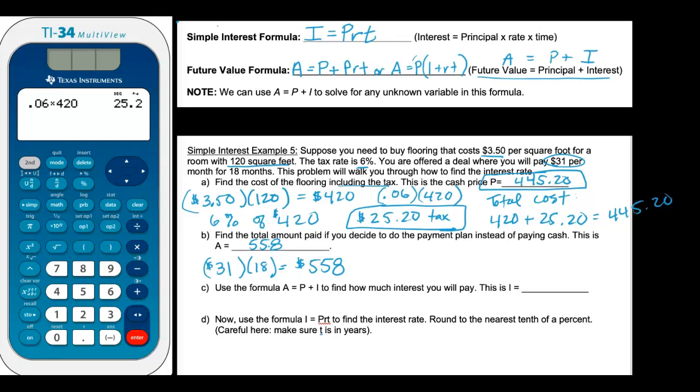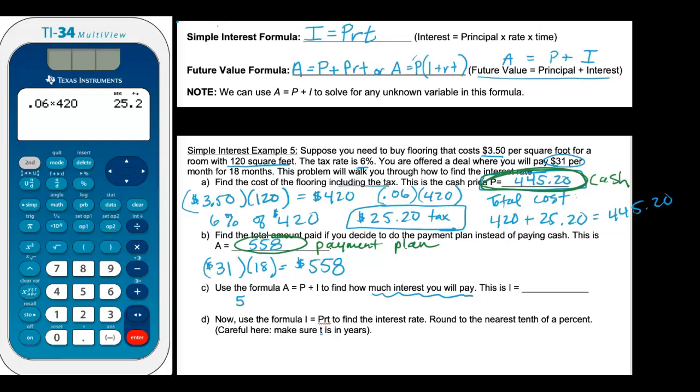And now this next step says use the formula, but we can reason through this also. We want to figure out how much interest you will pay. So $445.20 right here, that's how much you're paying cash, and then $558, that would be the payment plan. If you want to find the amount of interest you're being charged, you just need to subtract the two. So you can think of it that way, or you can use this formula.